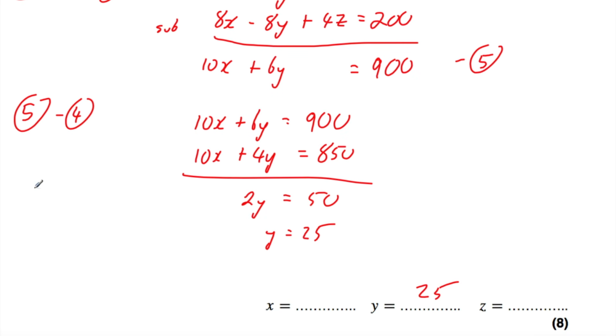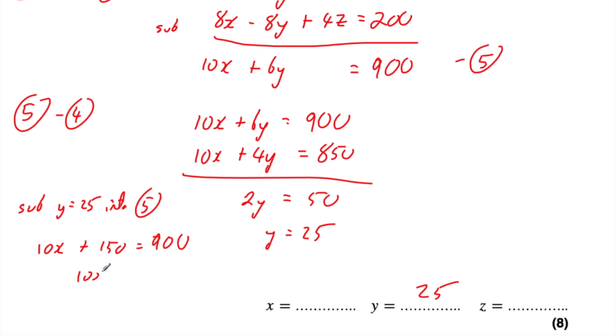So equation 5, if we sub y equals 25 into 5. So that's 10x, what we're trying to find, plus 6 times y. So 6 25s is 150 equals 900. And then if we take away 150 from both sides, we get 10x equals 750. And then if we divide by 10, we get that x is equal to 75. So x is equal to 75. So we've now found out what x is, and we know what y is. So now let's find out what z is.